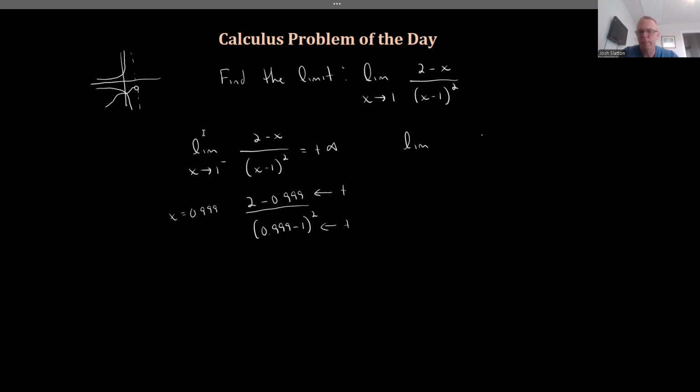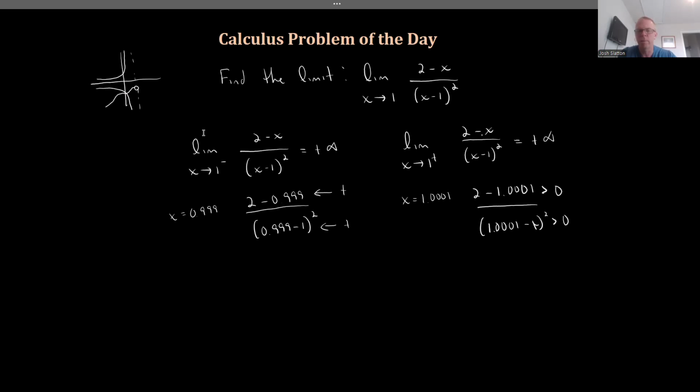Now let's look at the right-handed limit. So from the right, 2 minus x over x minus 1 squared. You don't really have to pick a number that's close to 1, but we're going to pick a number like 1.00, however many zeros you want. Doesn't really matter. A number really close to 1, but slightly bigger than 1. And you find the same thing. Plug this in, that's going to be greater than 0. And then, of course, the bottom, it doesn't matter what you plug in, as long as it's not 0, it will be positive also. So this one also goes to positive infinity.